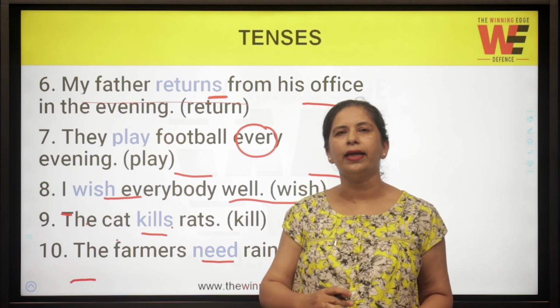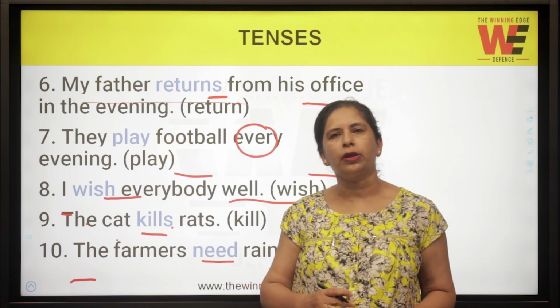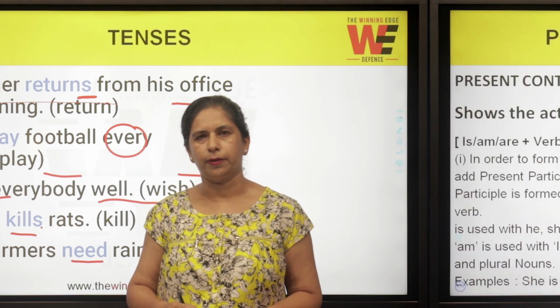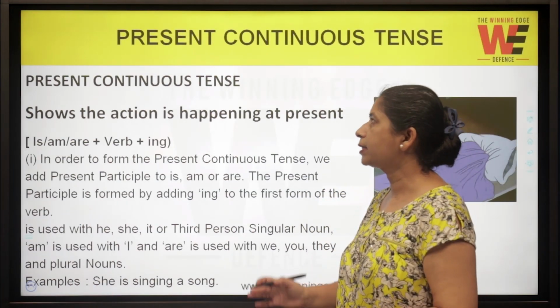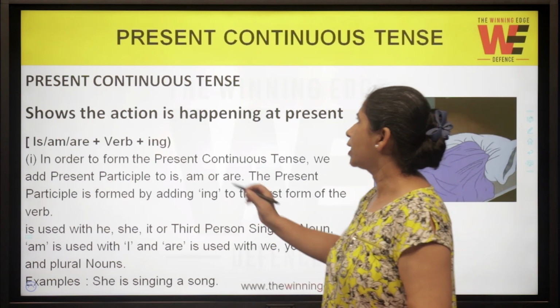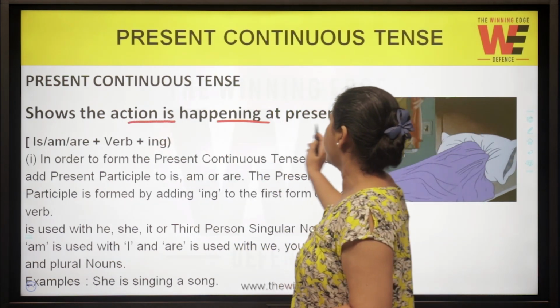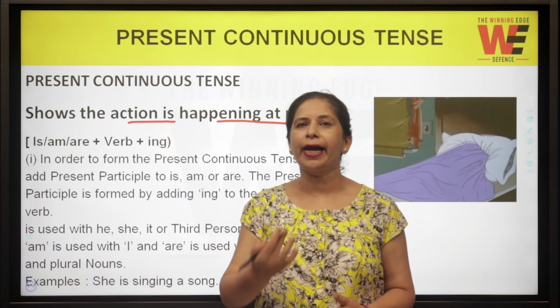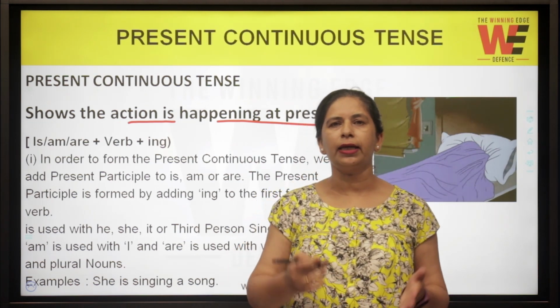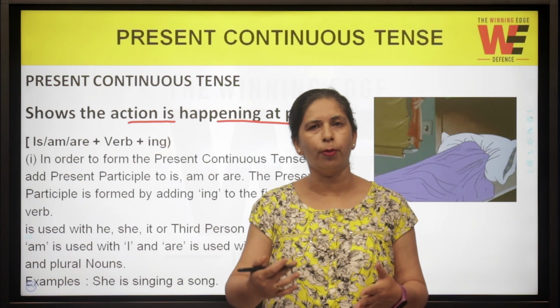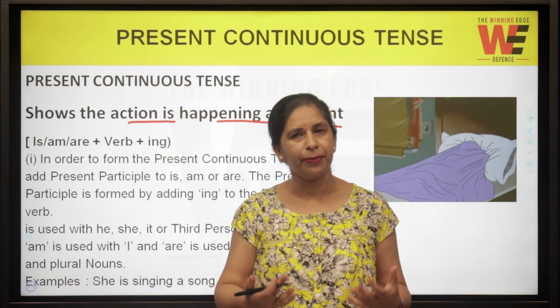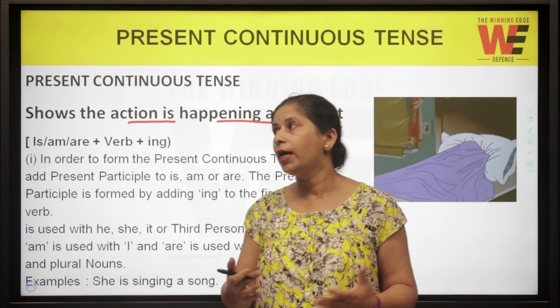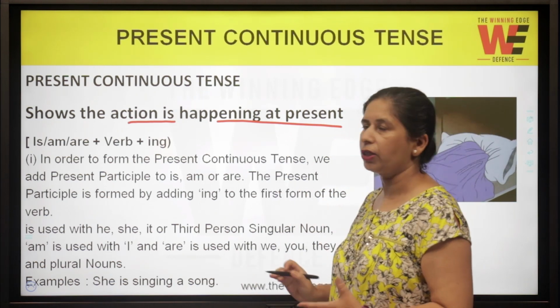Now let's understand in detail more about the present continuous tense. So the present continuous tense हमें क्या बताती है? Shows the action is happening at present. जैसे I told you that I am teaching you right now. Or I said in the very beginning, I am reading Shakespeare at the moment. So some action that is happening at the present moment, that is coming under the present continuous tense.